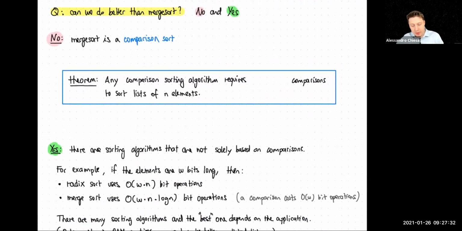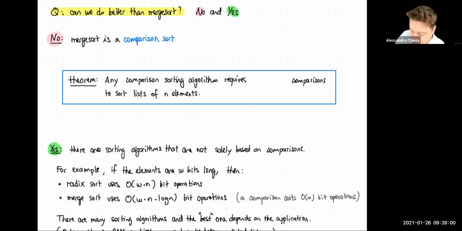All right. So I just wanted to briefly touch upon a lower bound. You can ask, can we do better than merge sort? Can we do better than n log n computation? And the answer is both no and yes. One no answer is that merge sort falls under the umbrella of sorting algorithms known as comparison sorts. A comparison sort is an algorithm.